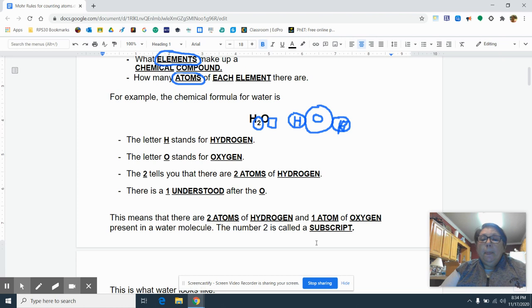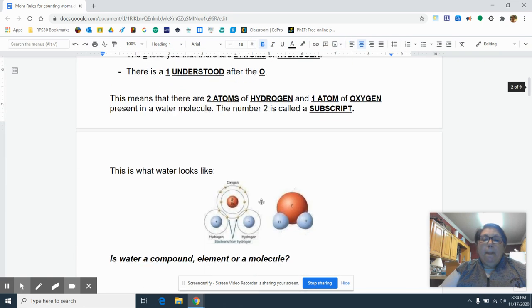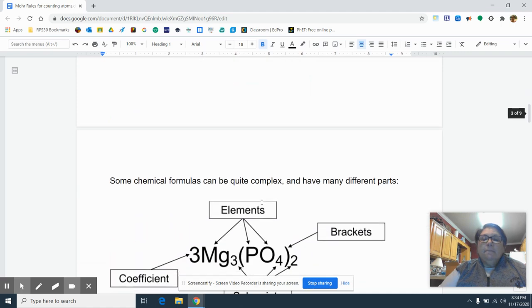All right. And if you guys look at your notes, and you might want to see if you can do your notes while I'm talking, this will make a lot more sense. So remember that if there's not a number after the letter, that it's an understood 1. Okay.